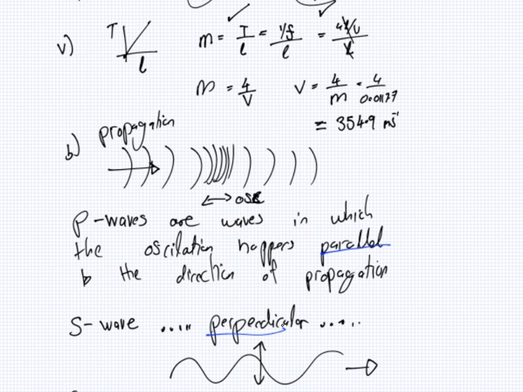I should be a bit more academic with my English. What's a better verb than happens? Occurs, yeah. I should really say occurs. But you're not getting marks here for your grammar, it's just for the idea. P waves are waves in which the oscillation occurs parallel to the direction of propagation. Okay. What's next now?